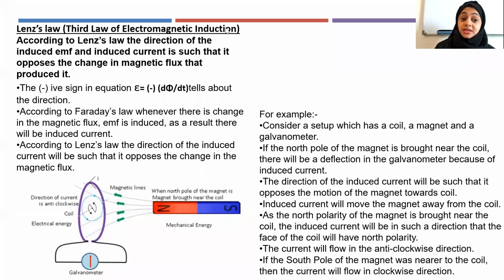Lenz's law states that the direction of the induced EMF and induced current is such that it opposes the change in magnetic flux that produced it. Teacher, this... Yes, opposing is the nature of the coil of wire.